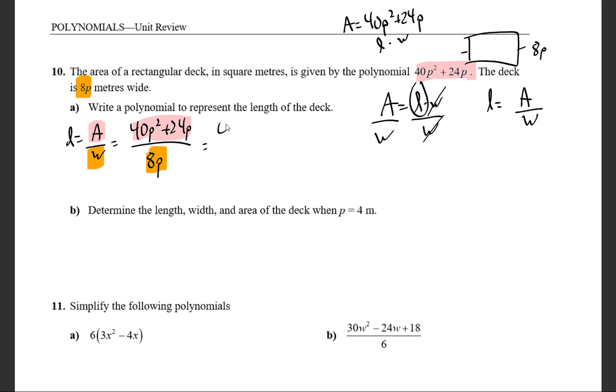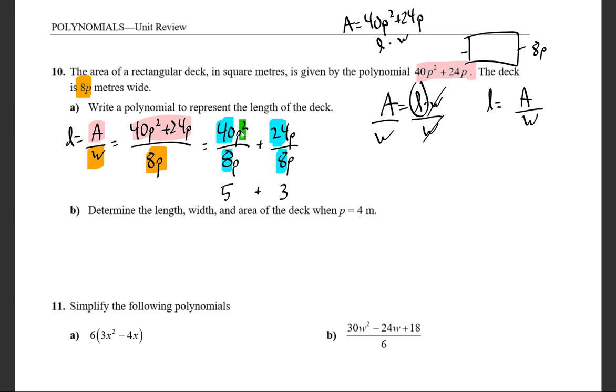So I'm going to remember to split this up into two fractions, two divisions, so that I don't forget to cancel out each one independently. So we'll look at the number parts for each. On the first one, we've got 40 over 8, and 40 over 8 is 5. We'll look at the numbers over here. 24 over 8. 24 over 8 is 3.